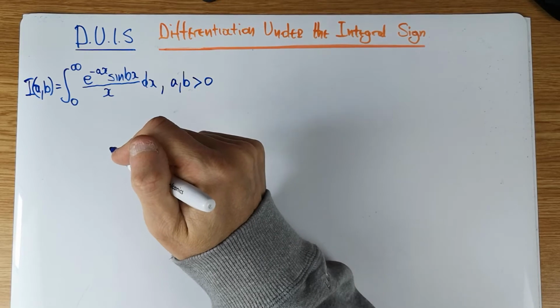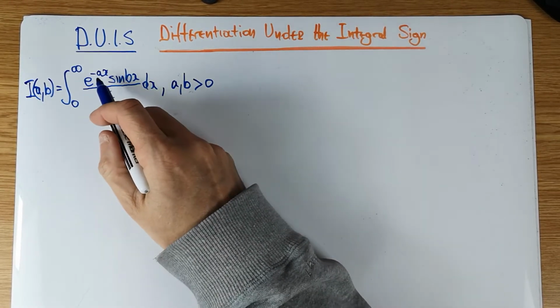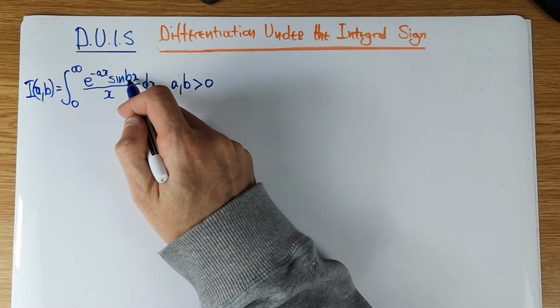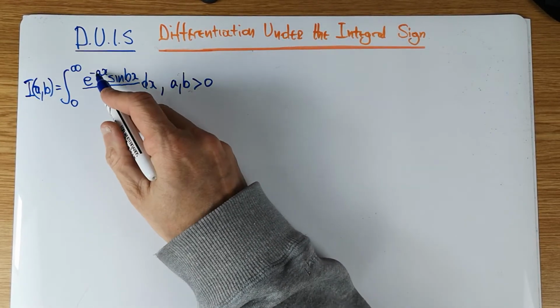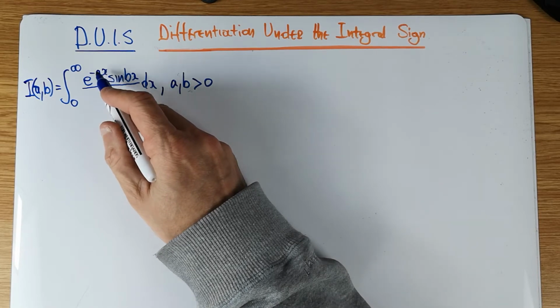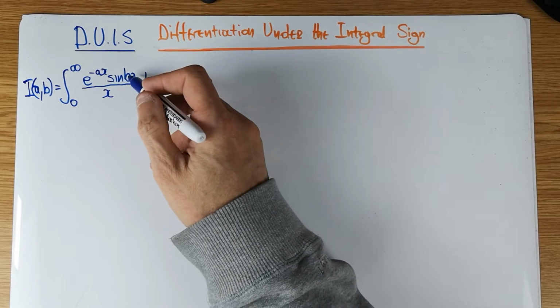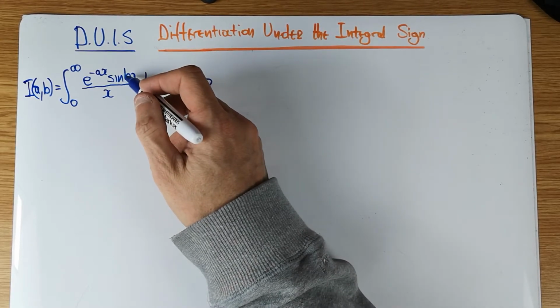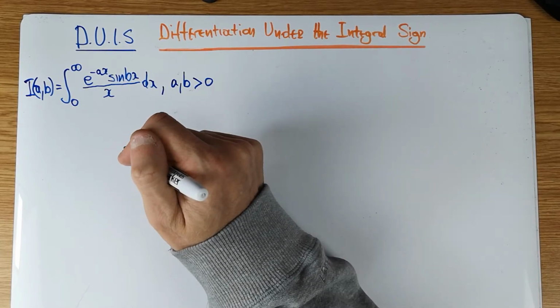So the question is which one? The answer is it doesn't really matter whether we treat a as a parameter and b as a proper constant or the other way around. I'm going to do the differentiation with respect to a for this particular example, but you can actually do it with respect to b. It will work exactly the same way, almost.